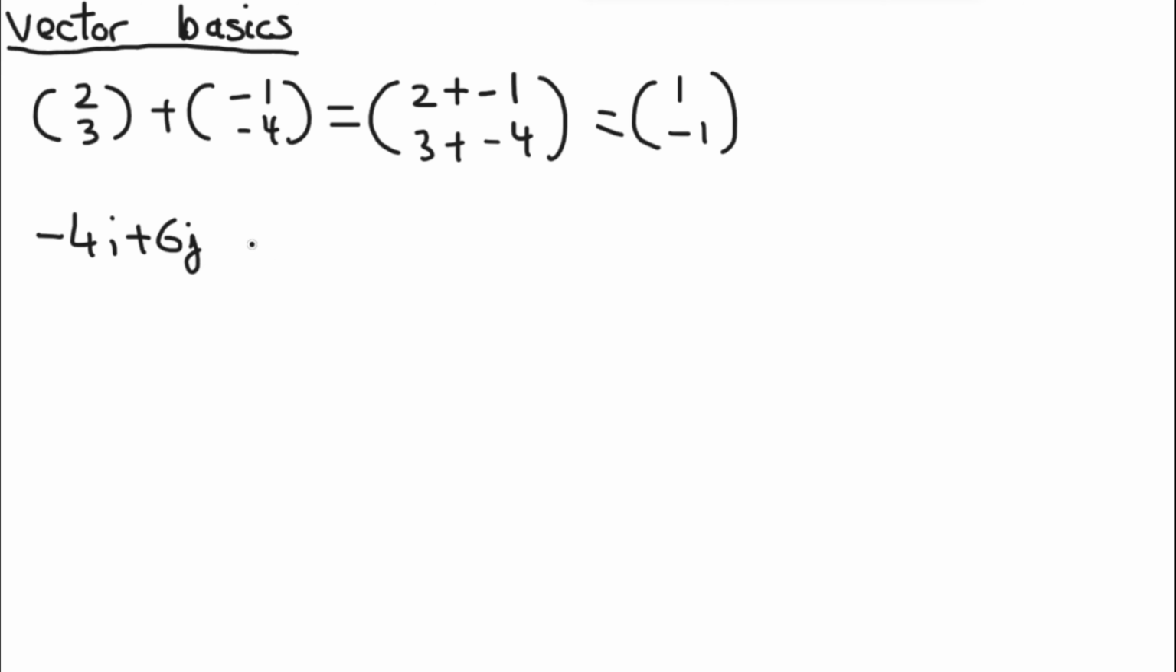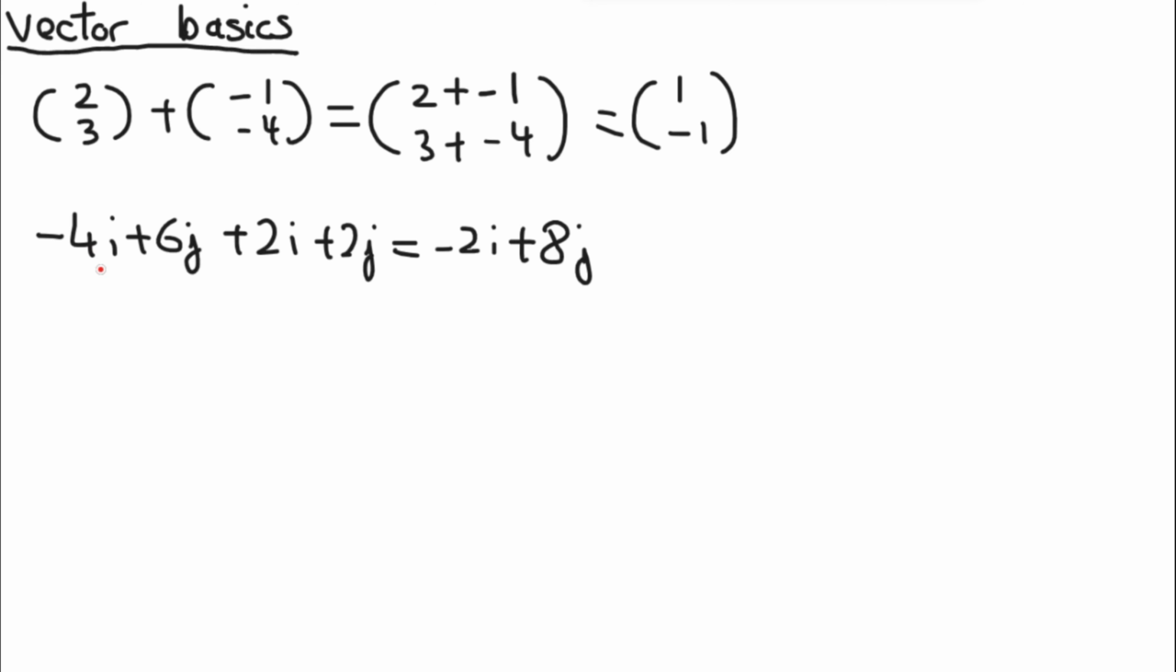and let's say we were going to plus the vector 2i plus 2j, it would be the exact same thing, but we kind of treat i and j as if they were like x and y, and we only do those specific parts. So it would be minus 4i plus 2i, which is equal to minus 2i, and it would be 6j plus 2j, which would be equal to 8j. Hopefully this is quite simple.